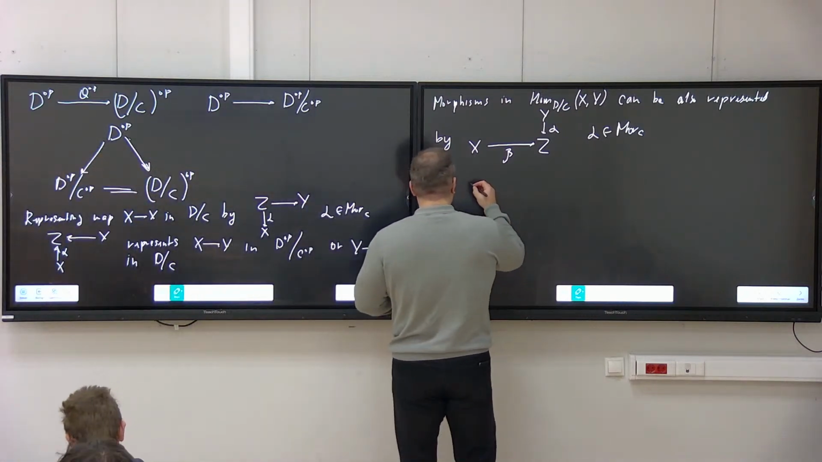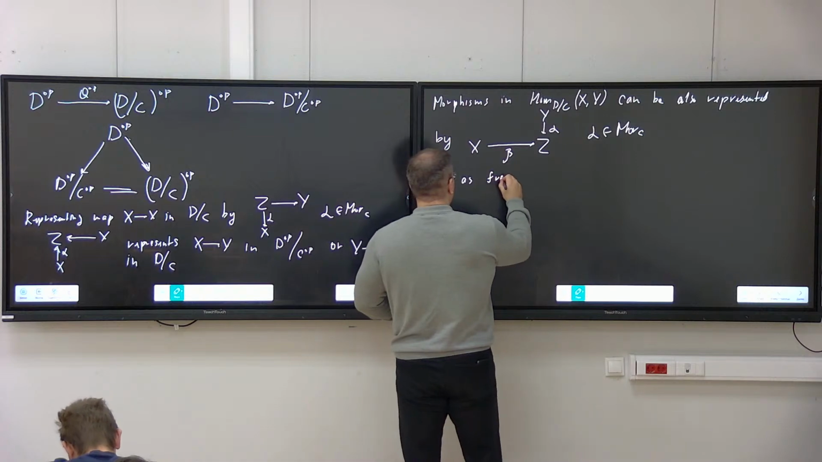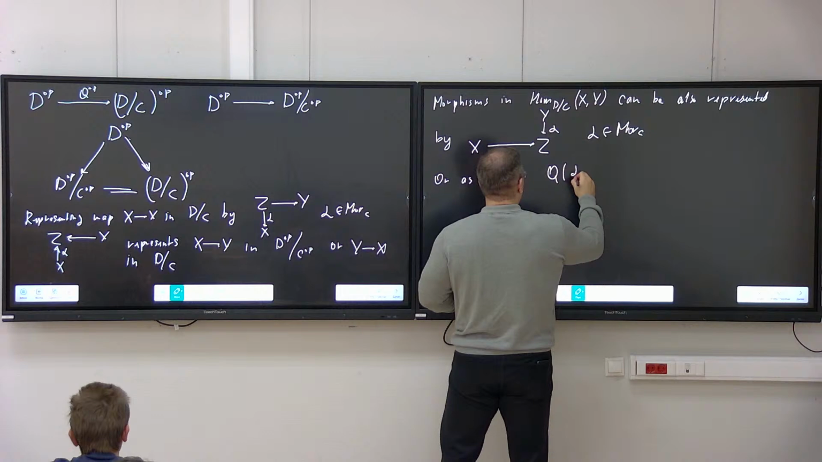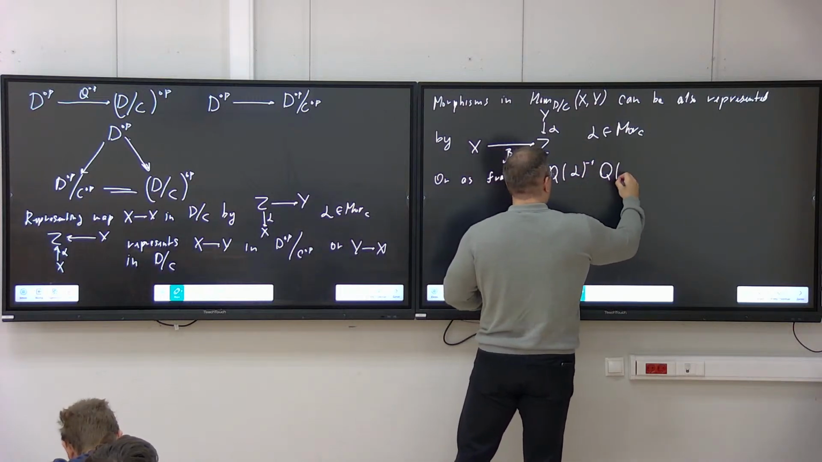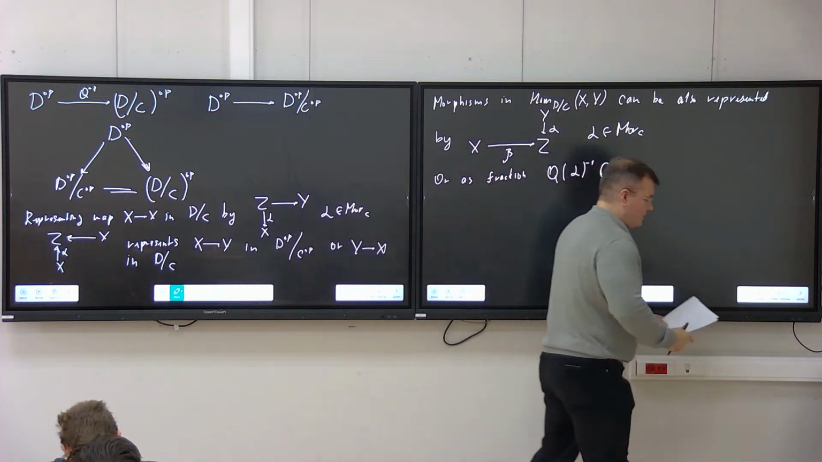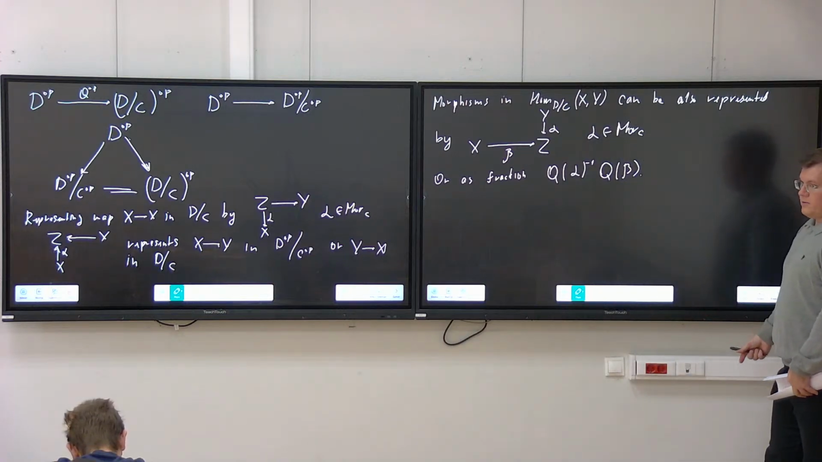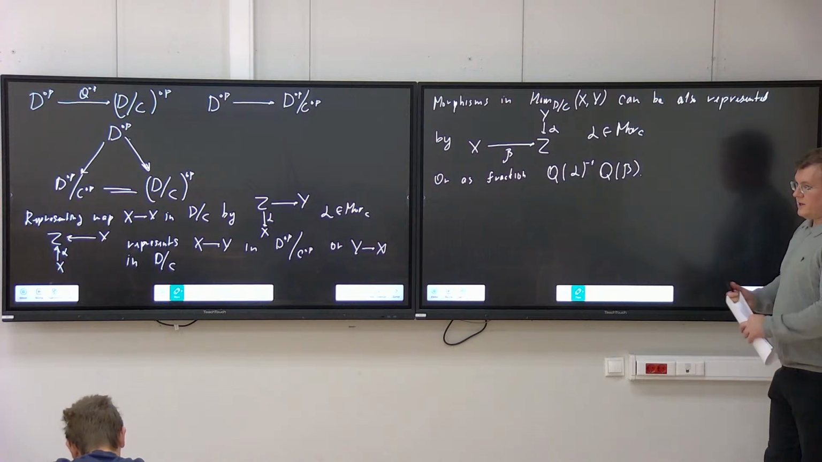So, or as a fraction, say q of alpha inverse q of beta. So the upshot is that these two theorems are equivalent. We required one sort of proof where one map is in Mor C, but you can do this the other way, in the other order.